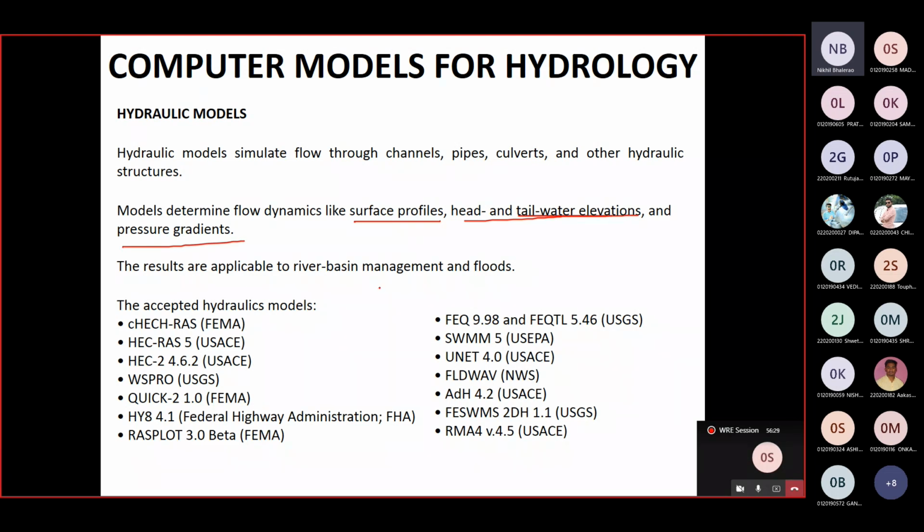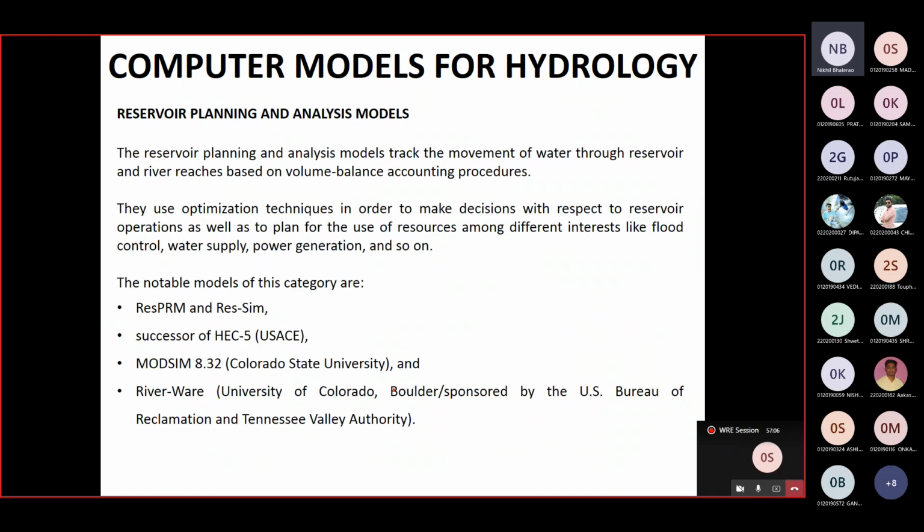Here is a list of software which is most commonly used and accepted for hydraulic models. You must have heard about this very famous software called HEC-RAS, or HEC2. These are some of the software that we know. Along with that, SWMM, then FLOODWAVE. These are some of the hydraulic model software. HY8 is also a part of the WMS extension, which is also used for the study of hydraulic models. So these are some of the accepted models that you can go through.